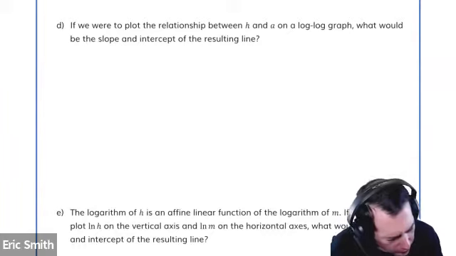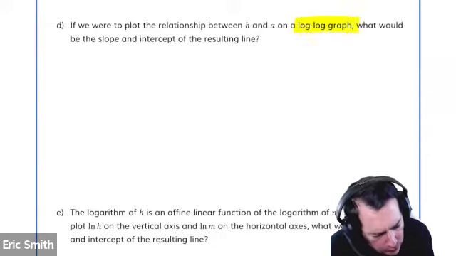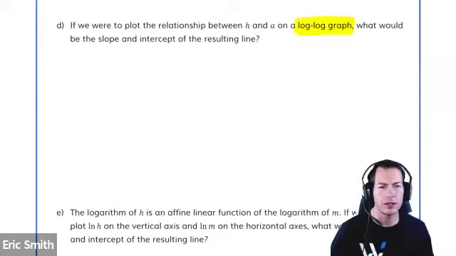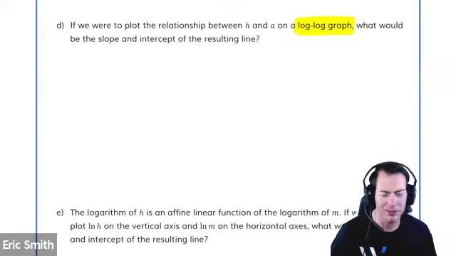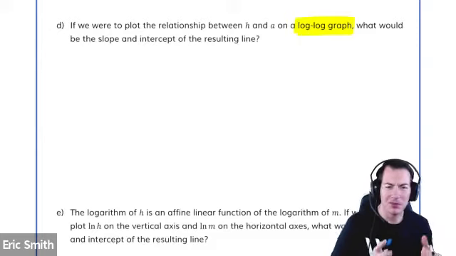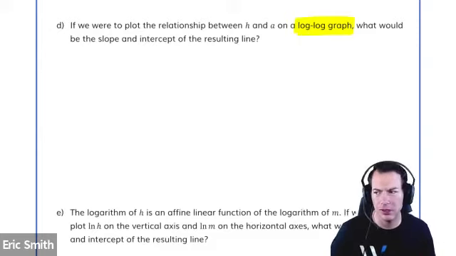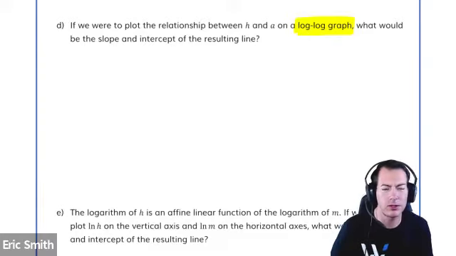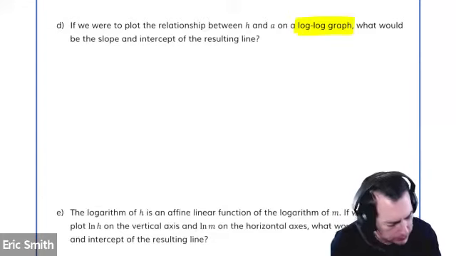So you can see in this question, this is what I was talking about. If they want you to do something on a log-log graph, they'll tell you. If they want it on the original x and y, they probably won't even mention the log-log. There should be some sort of clue if they want you to use logarithms. So we wanted to take this relationship, put it on a log-log graph, and see what the new slope and y-intercept are going to turn into.